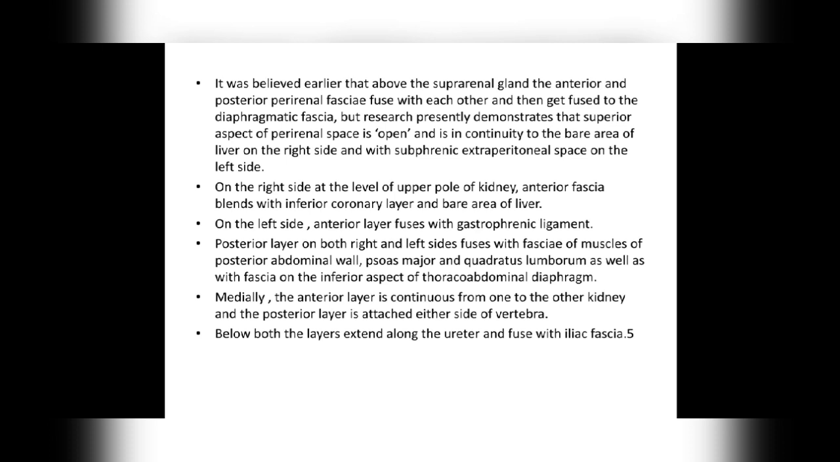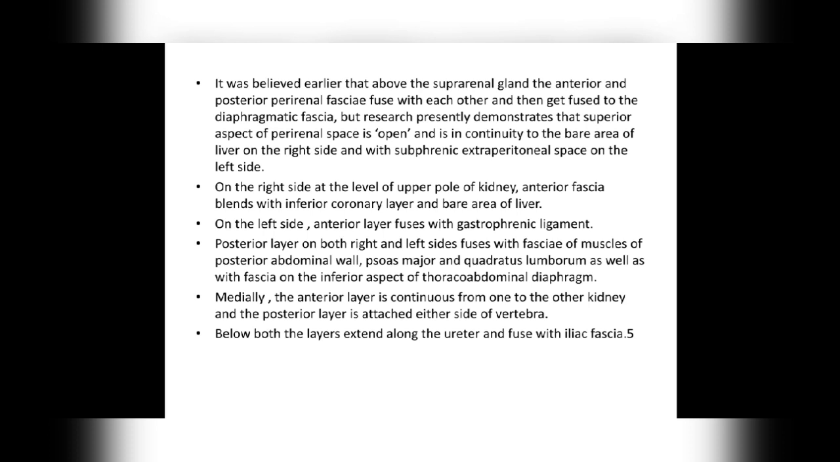It was believed earlier that above the suprarenal gland, the anterior and posterior perirenal fascia fuse with each other and then get fused to the diaphragmatic fascia, but research presently demonstrates that the superior aspect of the perirenal space is open and is in continuity with the bare area of the liver on the right side and with the subphrenic extraperitoneal space on the left side. On the right side at the level of the upper pole of the kidney, the anterior fascia blends with the inferior coronary layer and bare area of the liver. On the left side, the anterior layer fuses with the gastrophrenic ligament.